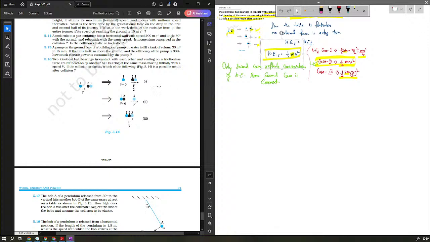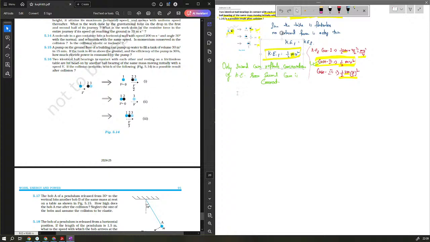So here we see that two identical ball bearings, that is 2 and 3, are in contact with each other and resting on the frictionless table, and they are hit head on by another ball bearing, that is 1, which comes and hits 2 and 3. So what would be the possible case? Here the collision is elastic, so we have to find out which of these cases can be possible.